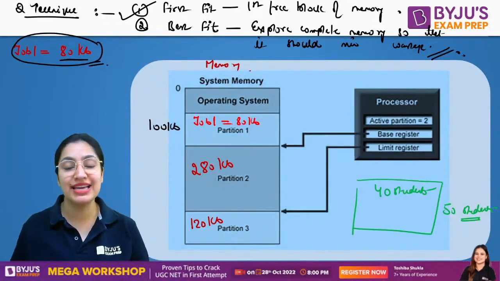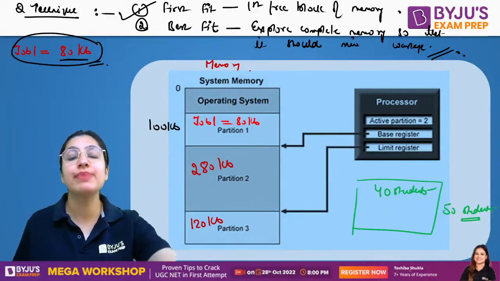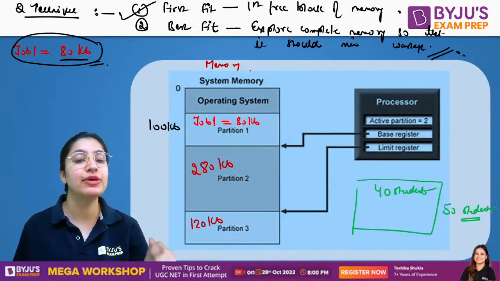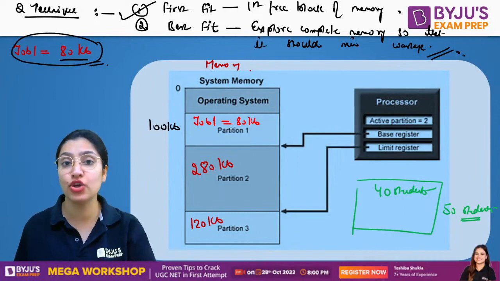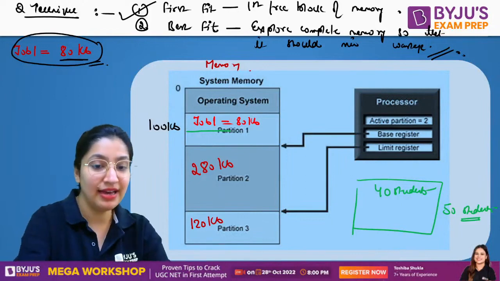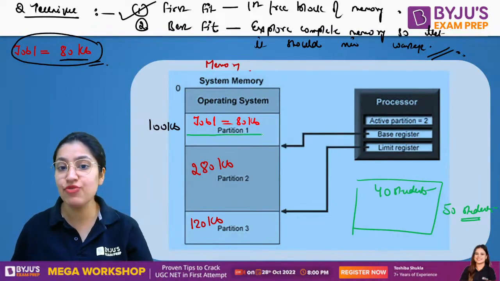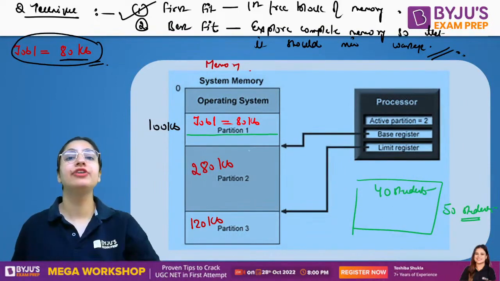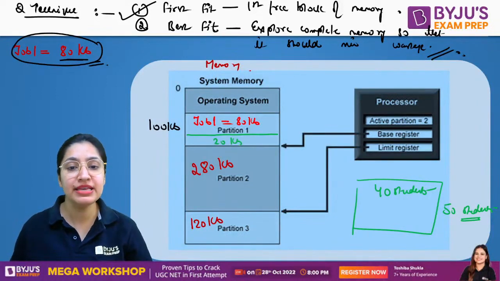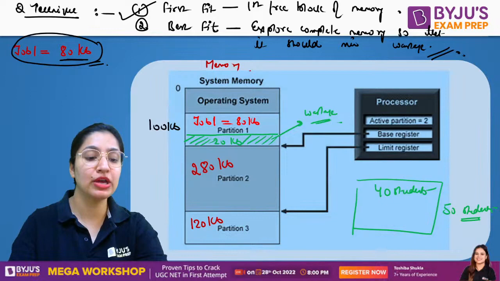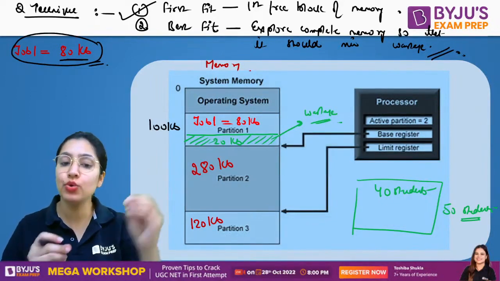It's a pure wastage. Because that 10-student space is a wastage, the same logic is applicable here. If partition number 1 has a space of 100 KB and my job number 1 is only occupying 80 KB, I have a pending space of 20 KB. Still, I cannot give it to anyone. This 20 KB space is a pure wastage because it cannot be allotted to anyone.